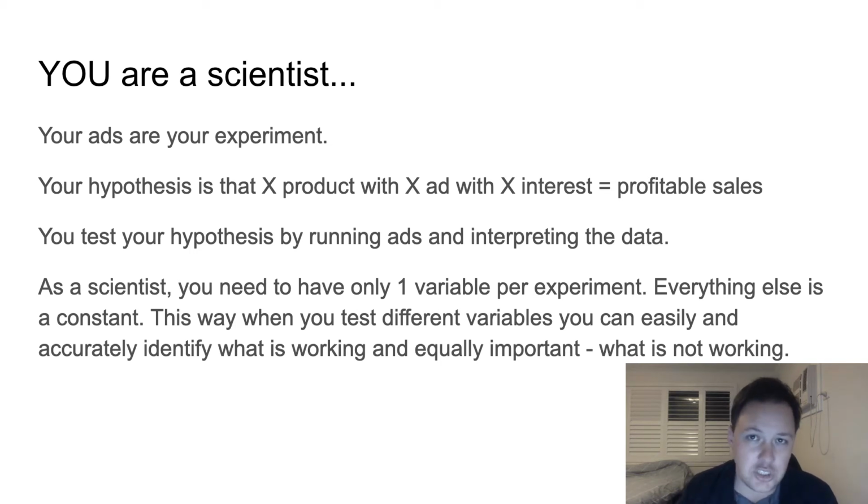So if you're testing interests, then your variable is the interest. Everything else is a constant and everything else must stay exactly the same, because in your experiment you're testing the interests. That's why the only way to do that effectively is to have one interest inside of an ad set and keep everything else constant, so you can identify which interest is actually working, so you can do more of what works and less of what doesn't. It's really hard to do that when you can't tell for a fact what is actually working and what isn't.